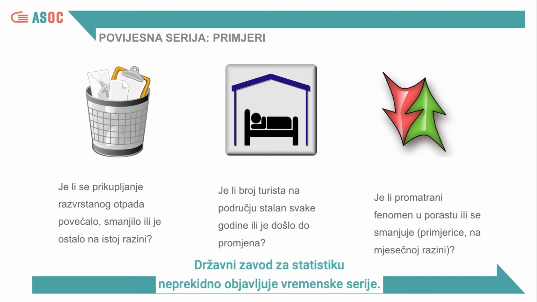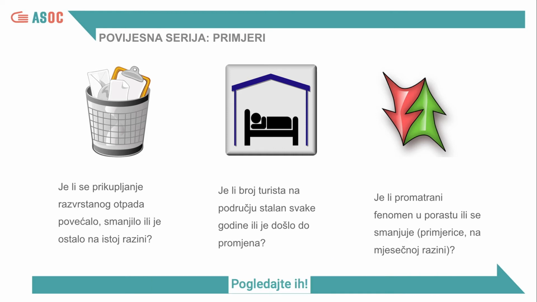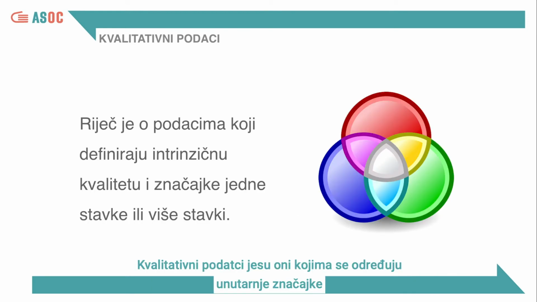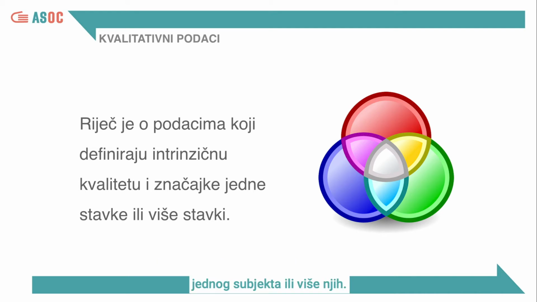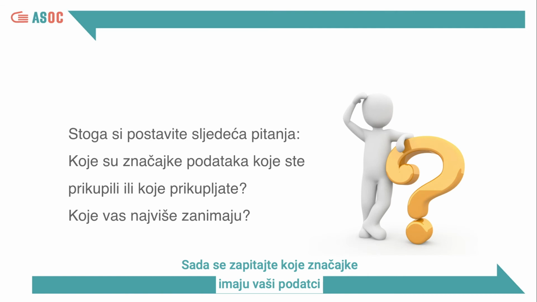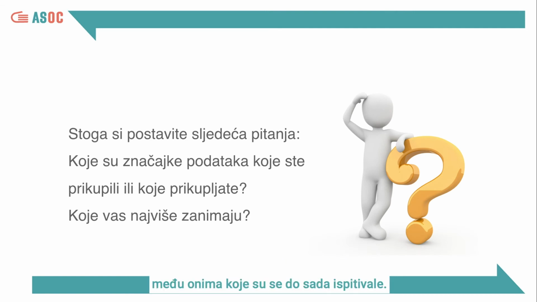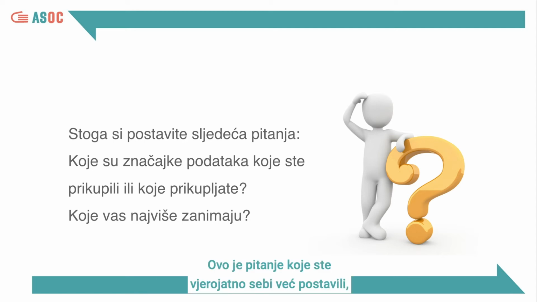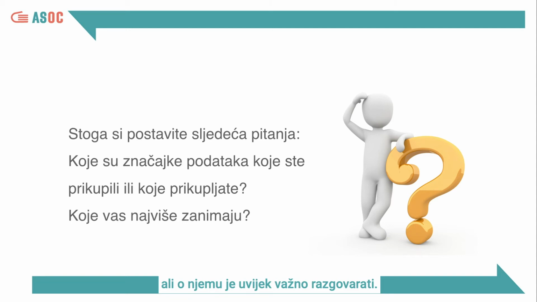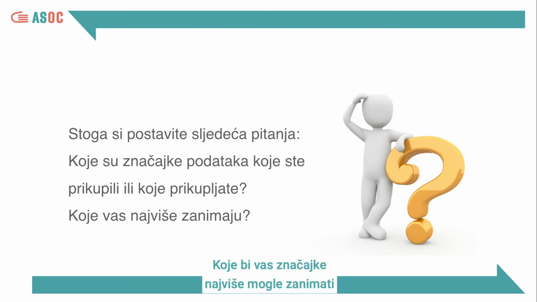The National Statistics Institute continually publishes time series. Take a look. Qualitative data is data which defines the intrinsic features of one or more subjects. Now ask yourself, which features among those examined thus far does your data have? It is a question that you have probably already asked yourself, but it is always important to discuss it. To achieve your final research goal, which features should you be most interested in?